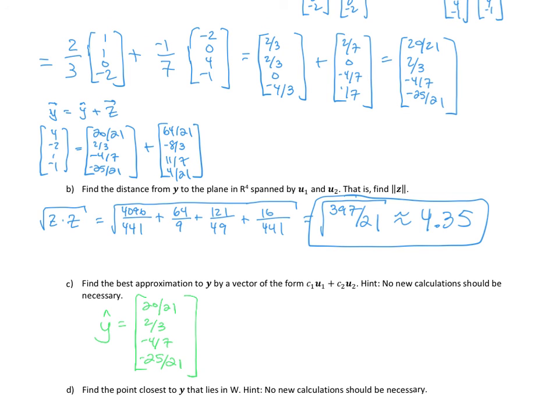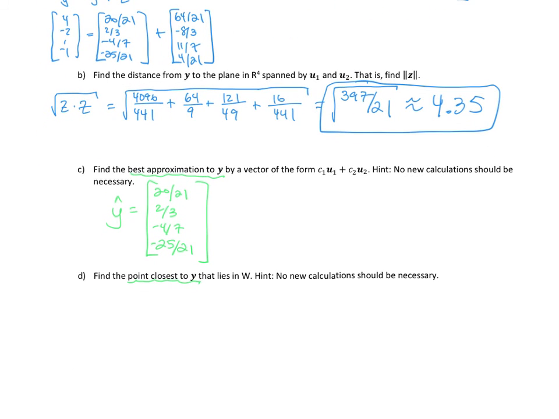And then find the point closest to y that lies in W. Again, that is y hat. The point closest to y, that's another way of saying best approximation to y, closest to y, that lies in W, that's your y hat. So there are just some different ways that you can be asked the same question. Just wanted to prepare you for that language.